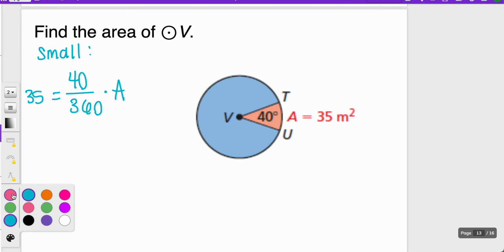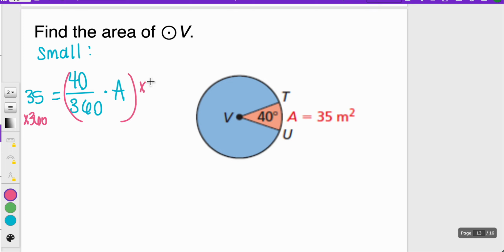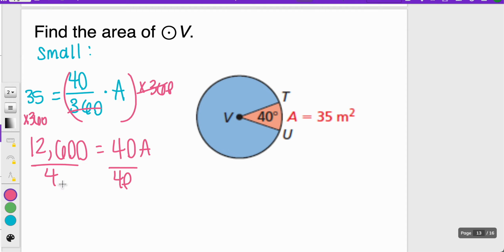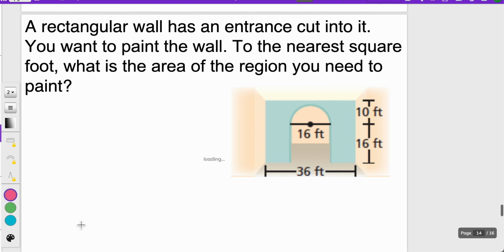So I'm going to start by multiplying both sides by 360. So these 360s cancel out, and 360 times 35 is 12,600, and that's equal to 40A. And then I'm going to divide both sides by 40. So A is equal to 315 square meters. Okay, so that's with us using that backwards momentum there.